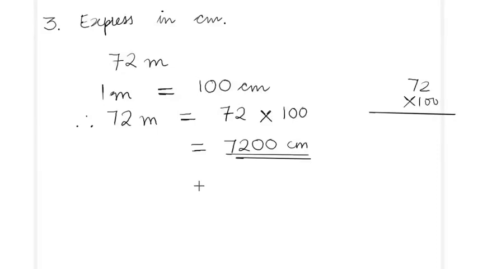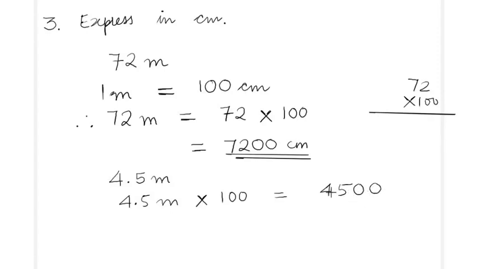All right, similarly, if your question contains some decimal like 4.5 meter, then 4.5 meter will be multiplied with 100. Two zeros means two places towards the right, 1 and 2. So here the decimal is here, so one place and two place, so it will reach over here, so 450 centimeter. You don't need to write the zero after decimal, so it's simply 450 centimeter. That will be the answer.